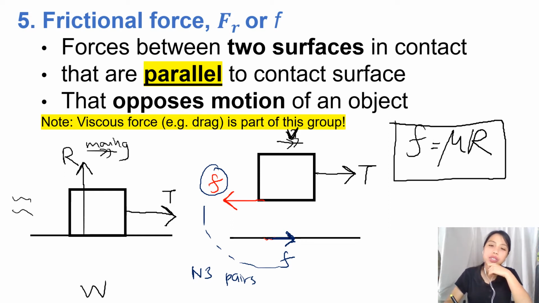This one is an extra thing. You are not required to find it at A levels because they will just straight away give you the frictional force, let's say 5 Newton. They'll just give it to you. So you don't have to calculate it, but just so you know, there's an equation to calculate the frictional force.